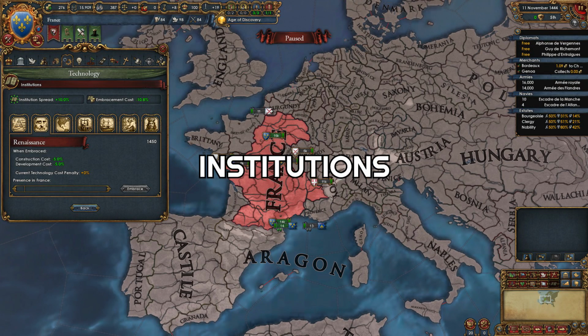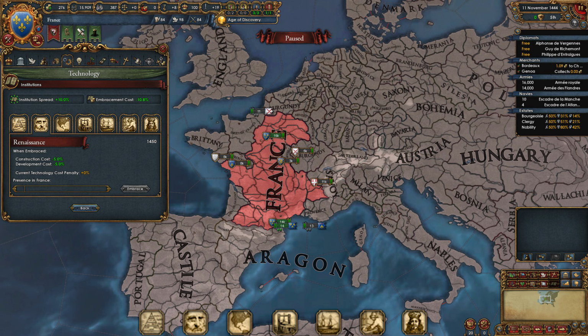In EU4, there are 7 institutions: Feudalism, Renaissance, Colonialism, Printing Press, Global Trade, Manufactories, and Enlightenment. Let me first start by saying that spawning an institution and developing an institution are two different things. This might seem like very elementary information for most players, but I saw there was some confusion about it, both in comments here on my videos and on my Discord server.